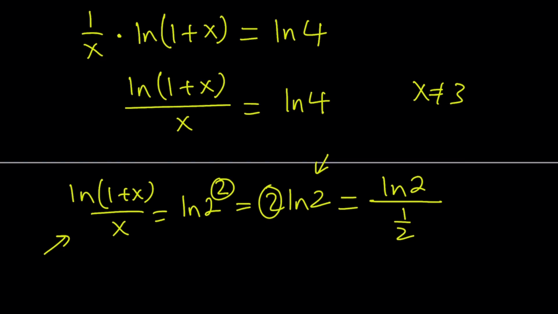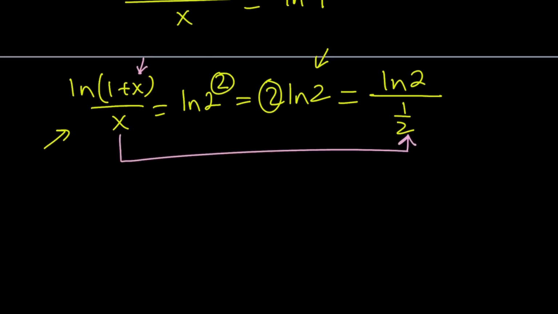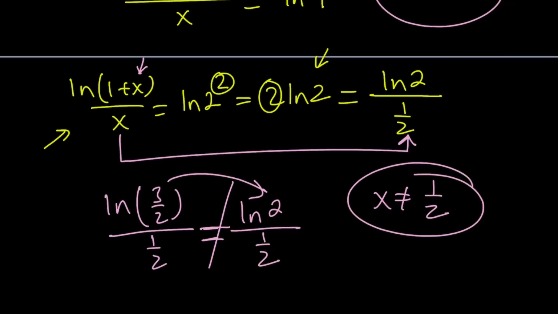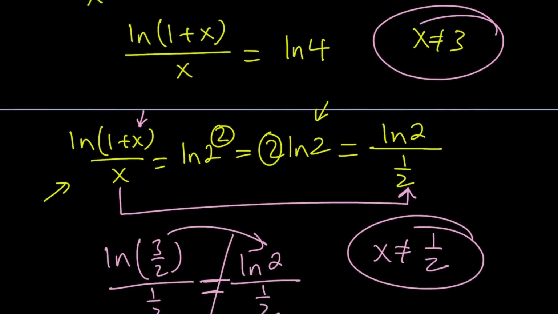So now wouldn't it be nice if x was 1/2? Is that possible? If x equals 1/2, then you're going to get 1 plus 1/2 inside the parentheses. That is going to be ln(3/2) divided by 1/2. Is that equal to ln 2 divided by 1/2? If you forget about the 1/2, it means ln(3/2) is equal to ln 2, but that's not true. They're not equal. So x equals 1/2 did not work either. So we did 2 trials and they were both errors. Trial and error, that's what it's called. Okay, so we need to do something else.